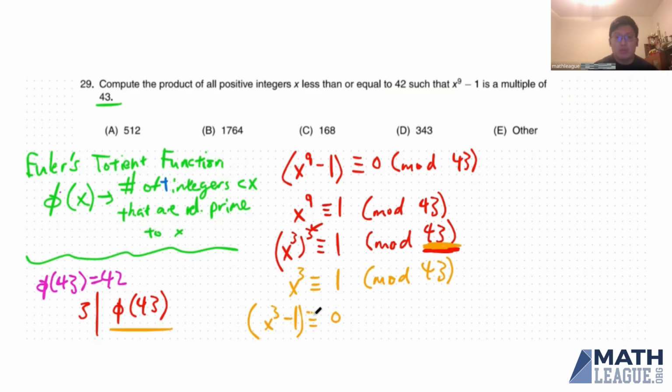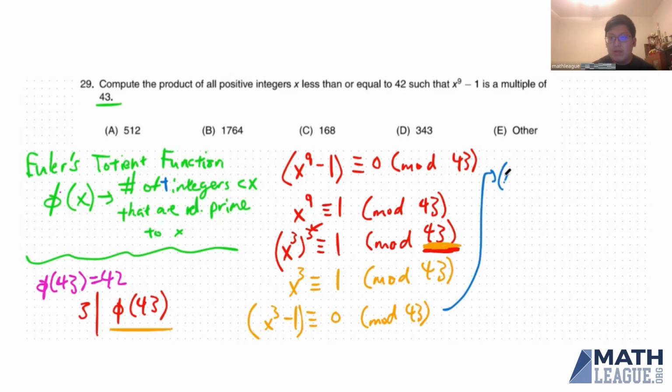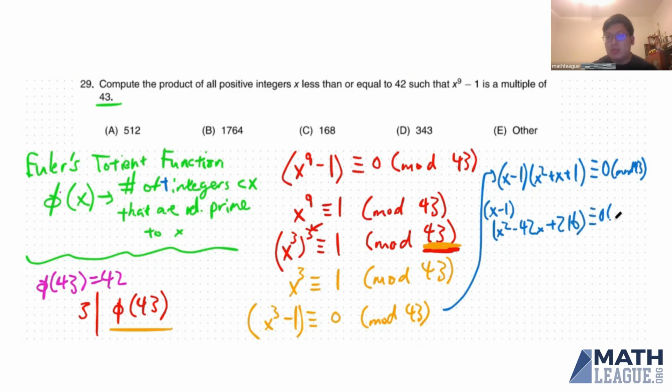So we know x cubed minus 1 has to be congruent to 0 mod 43. Now we can factor this using the difference of cubes, and that'll give us x minus 1 times x squared plus x plus 1 is congruent to 0 mod 43, right? Now, x squared plus x plus 1 equals 0 does not have any integer solutions. But what we can do instead is write it as x squared minus 42x plus 216. And that is still going to be congruent to 0 mod 43.